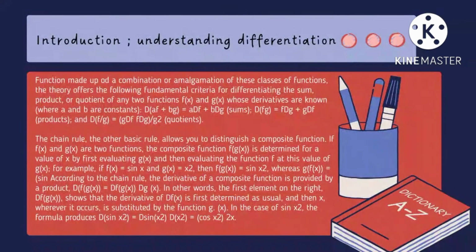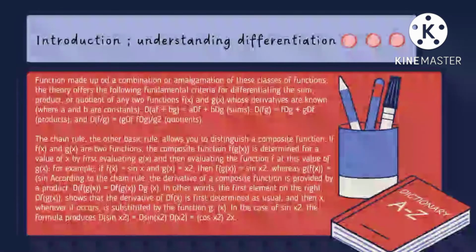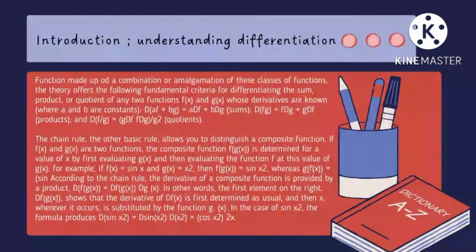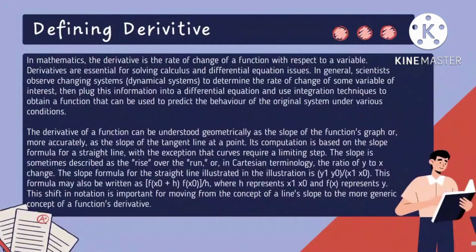where g(f(x)), according to the chain rule, the derivative of a composite function is provided by a product, df/dx equals df/dg times dg/dx. In other words, the first element on the right shows that the derivative of f(x) is first determined as usual and that x, wherever it occurs, is substituted by the function g(x). In the case of sin x squared, the formula produces d sin x squared equal to d sin x squared over d x squared times d x squared over dx, equal to cos x squared times 2x.